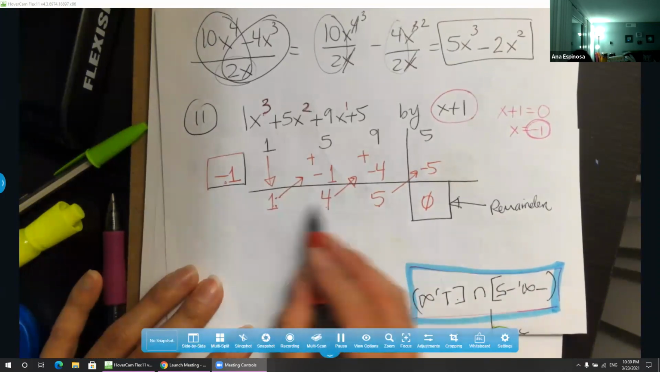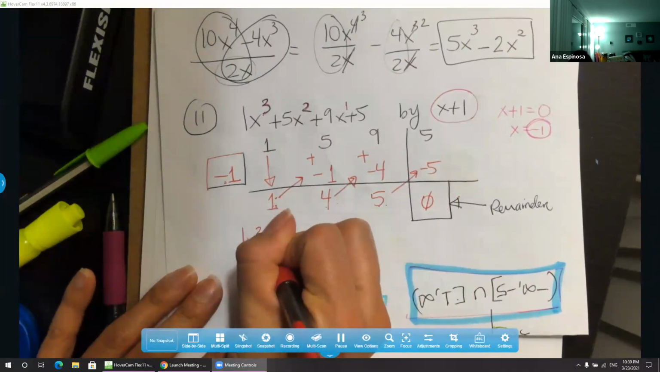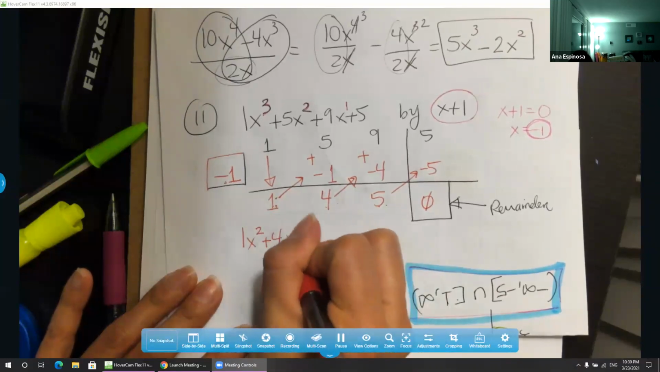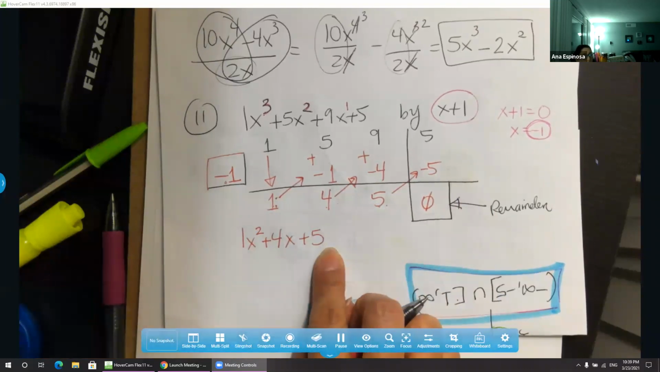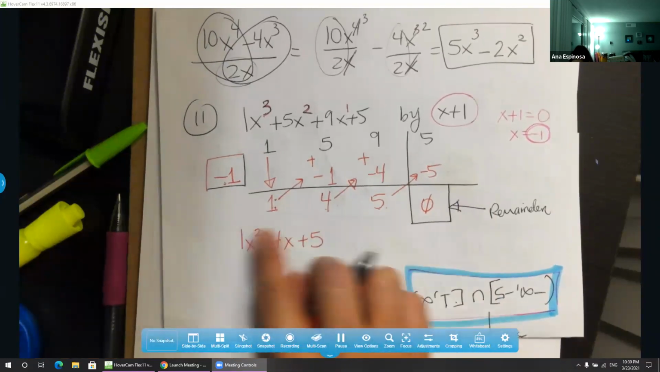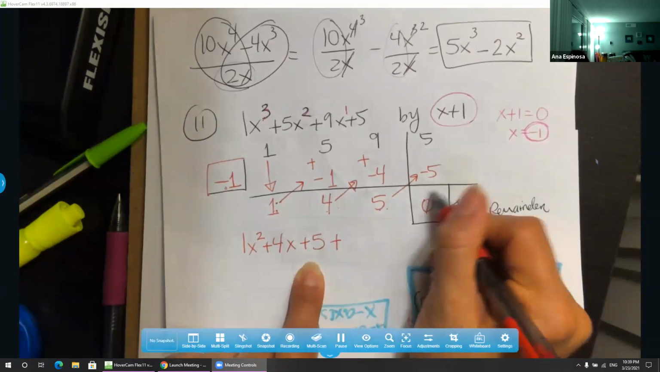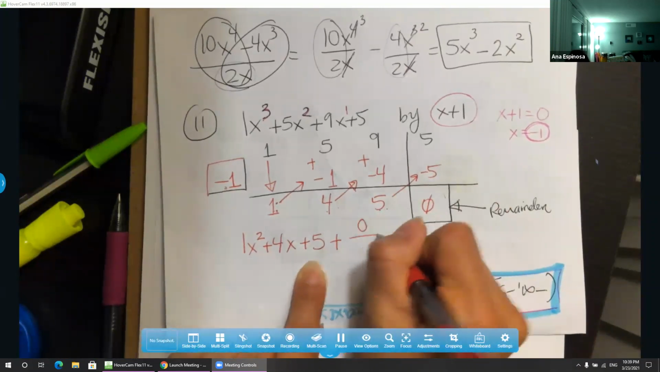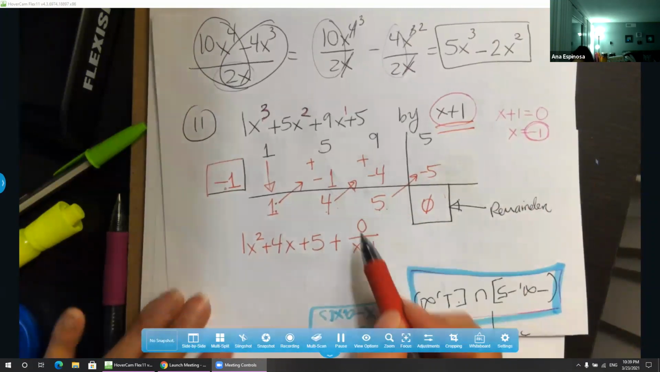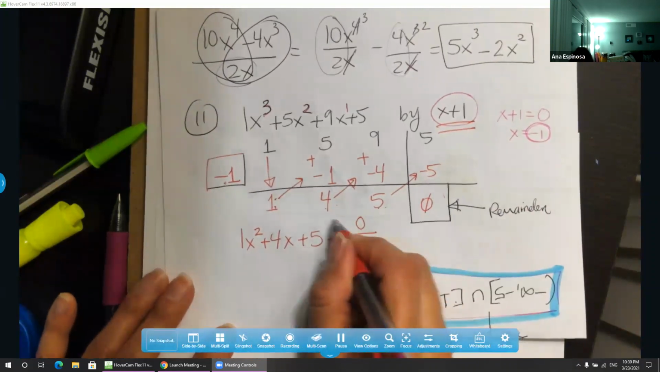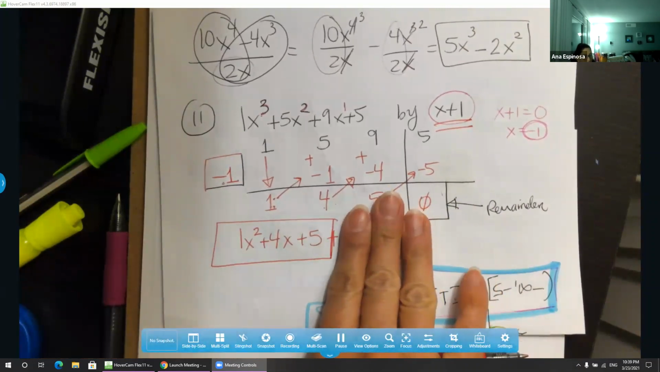So you attach these coefficients next to their power. So that would be 1x squared plus 4x. And then the next one is constant. And that's how it should be. You should end up with all these numbers matching until the last one is the constant. Plus, if this were a remainder, you put the remainder over the divisor. In this case, this is 0. So when you have a remainder of 0, you can just write this. You don't need that second piece.